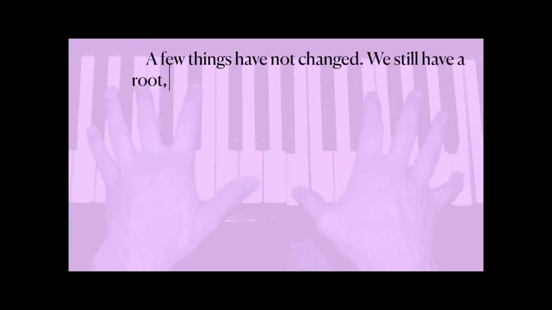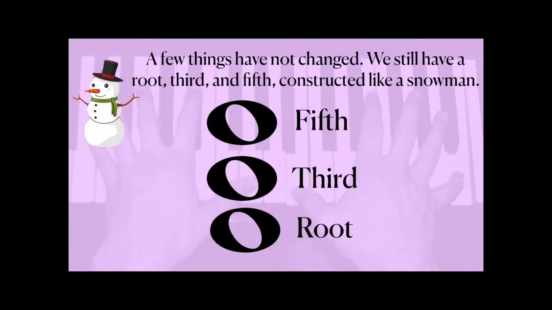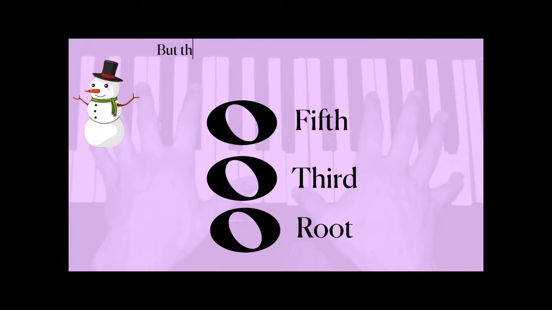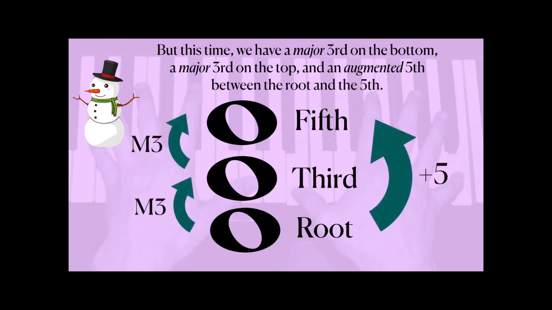A few things have not changed. We still have a root, third, and fifth, constructed like a snowman. Line, line, line, or space, space, space. But this time, we have a major third on the bottom, a major third on the top, and an augmented fifth between the root and the fifth. Let's hear what an augmented triad sounds like.